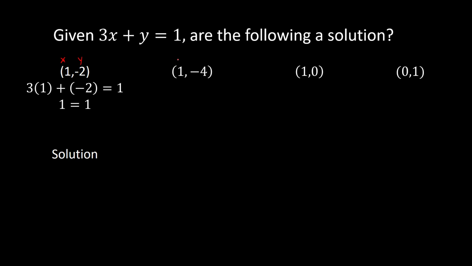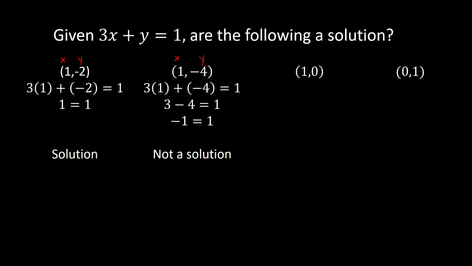So let's try 1, -4. For this point, the first number is your x value, second number is your y value. So if I plug in a 1 for x and a -4 for y, let's see what we get. We have 3 times 1 instead of 3 times x, and then plus -4 instead of plus y. We'd have 3 plus -4, which gives me -1. So -1 would equal 1. That is not a true statement, so therefore the point 1, -4 would not be a solution.